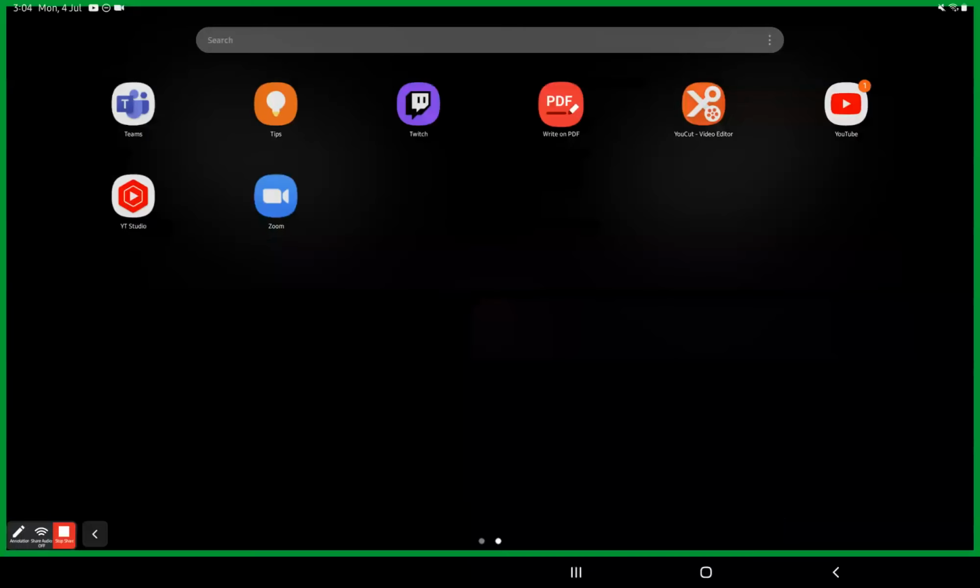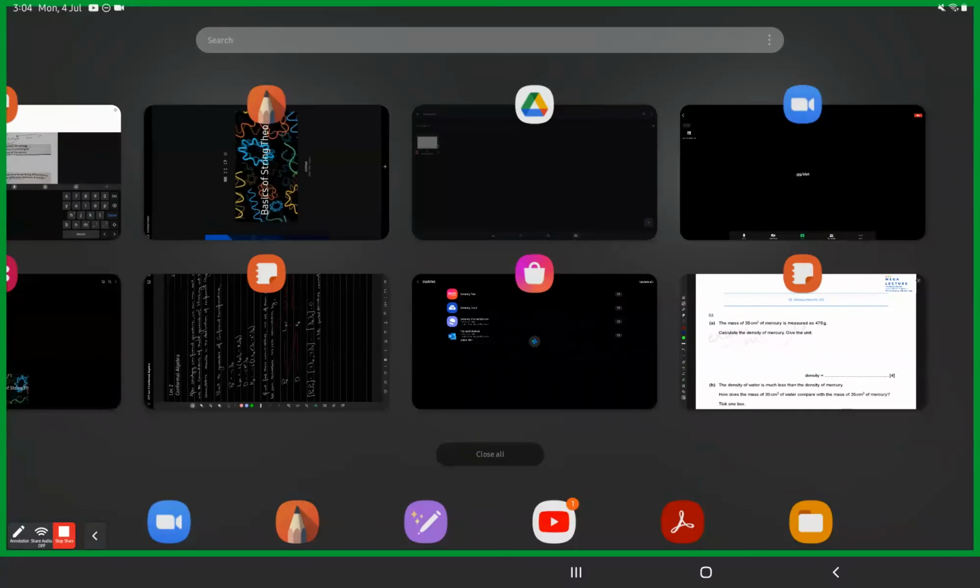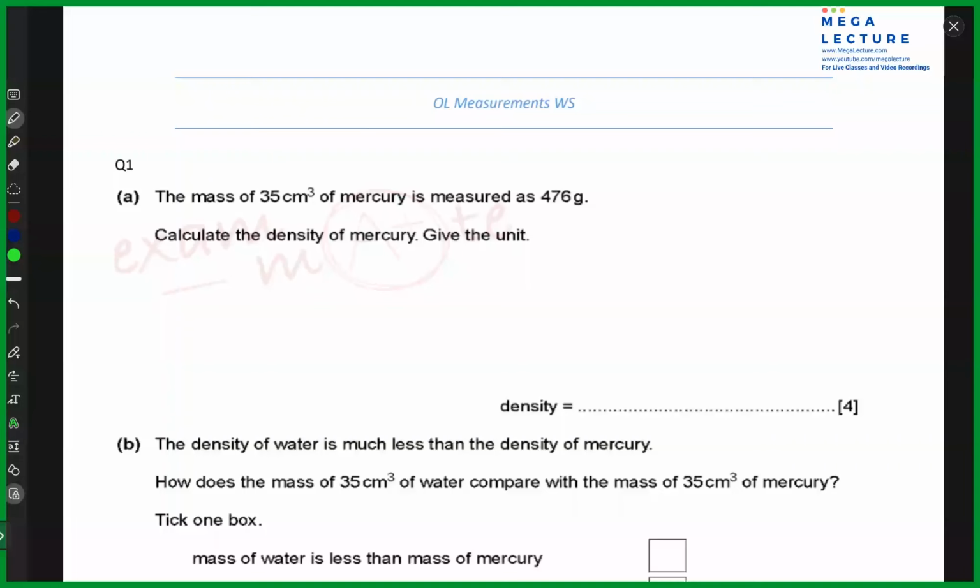All right, so one second. Okay, this is the homework, right? Okay, so you can see the screen. Everyone can see my screen. All right.